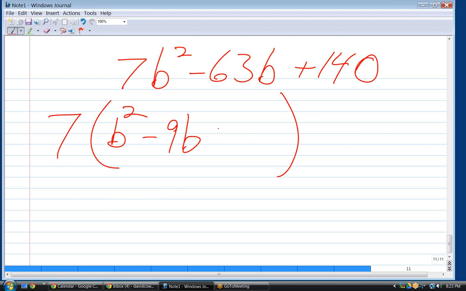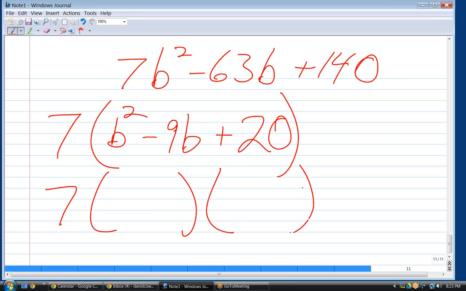What's the last term? It's going to be plus 20. Good. Okay, now we have a more traditional quadratic that we need to factor. Can't forget the 7, it's still there. We're just going to split this quadratic into 2.